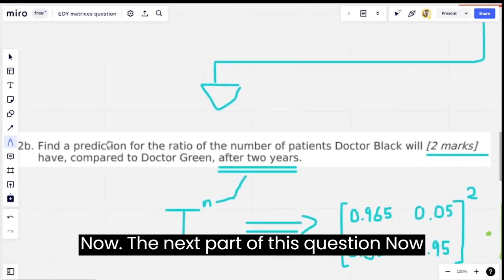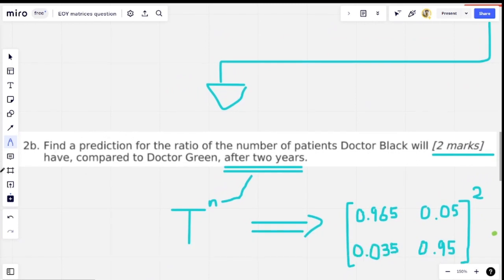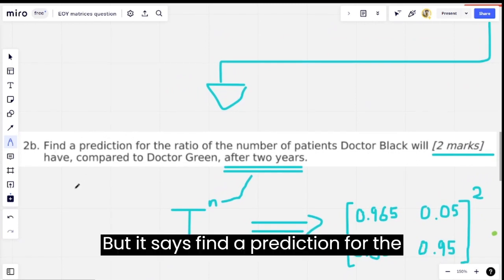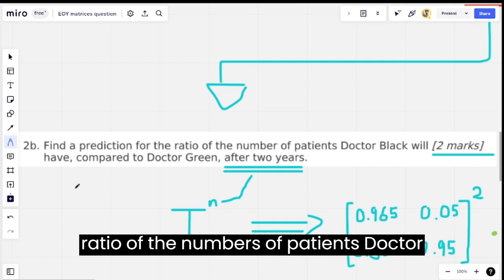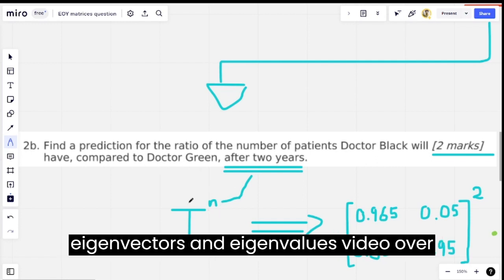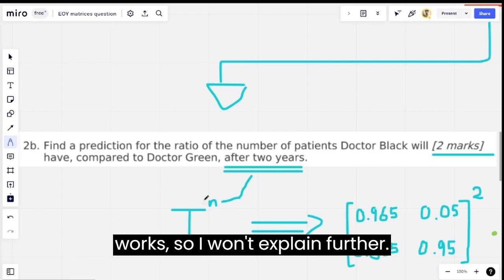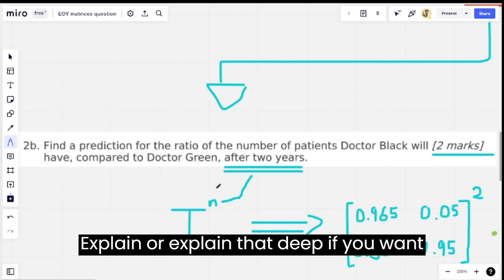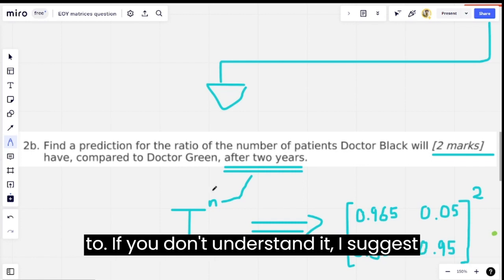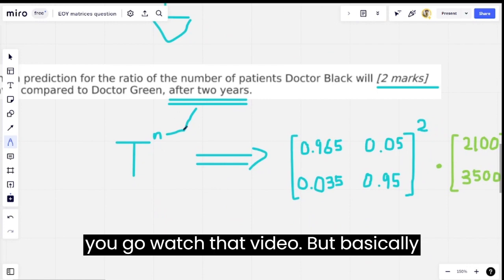Now, the next part of this question, you can pause and read it if you wish to, but it says find a prediction for the ratio of the numbers of patients Dr. Black will have compared to Dr. Green's after 2 years. Now, in my eigenvectors and eigenvalues video, I already spoke about n and how it works, so I won't explain that in depth. If you don't understand it, I suggest you go watch that video. But basically it's a number of terms.